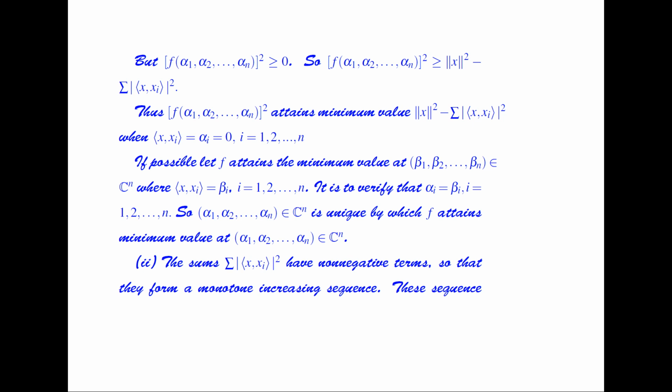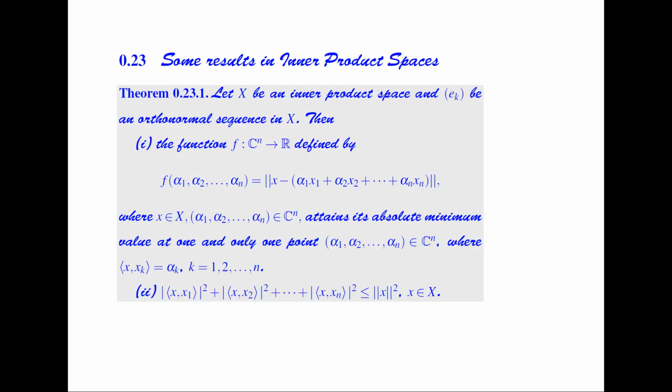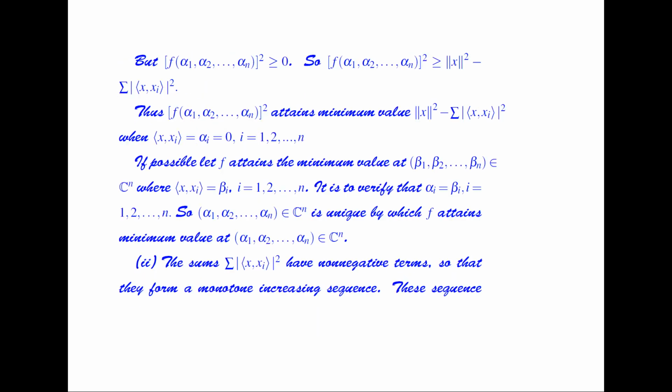The second part we are discussing now is that the series summation of the inner product of x comma ei squared is less than or equal to the norm of x squared. We already proved in the previous case that it attains the minimum value at these. Also we know that the square is a non-negative term.